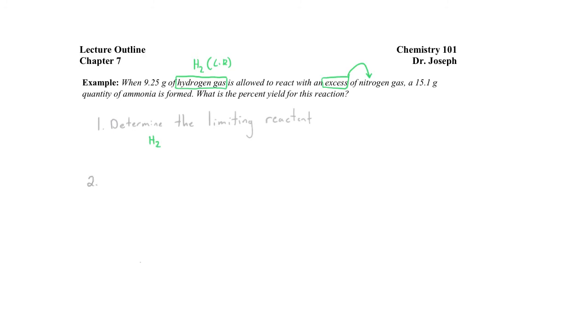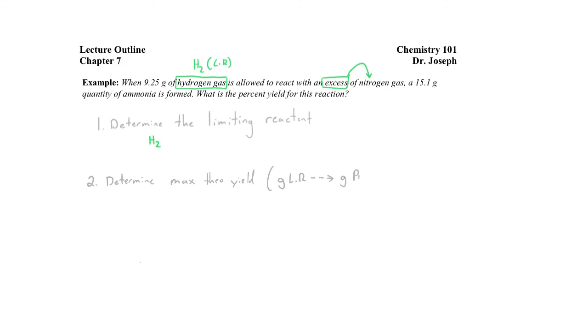Now, once we've established the limiting reactant, we need to determine the theoretical yield. The theoretical yield is the mass of product that is made from the limiting reactant. So what we're going to do is convert the grams of the limiting reactant into the grams of the product. That will be the maximum theoretical yield.